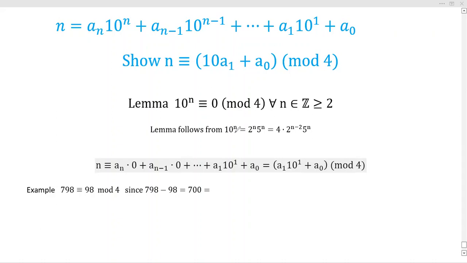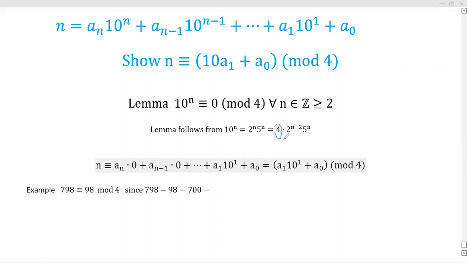10 to the n. 10 factors to 2 times 5, right? And so laws of exponents indicate that 10 to the n equals 2 to the n times 5 to the n. But you can factor a 4 out of there and use laws of exponents. And in this way, we explicitly see that 10 to the n for n greater than or equal to 2 is a multiple of 4.